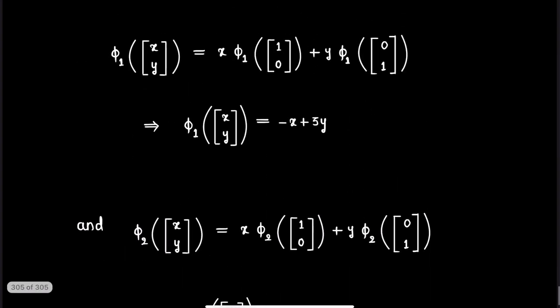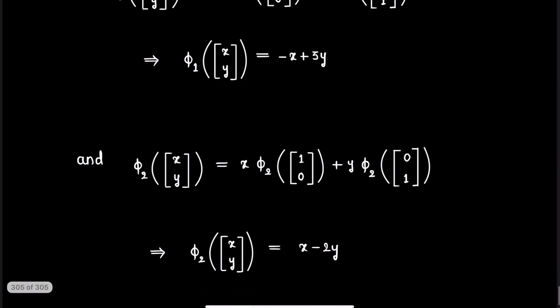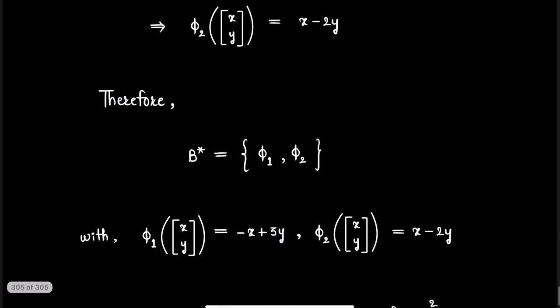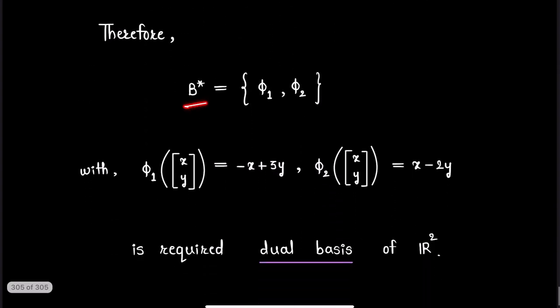Here we have got the images of any arbitrary vector (x, y) in R2 for phi1 and phi2 linear functionals. Therefore, the set B star containing functionals phi1 and phi2, where the image of vector (x, y) under phi1 is minus x plus 3y and the image of vector (x, y) under phi2 is x minus 2y, these two functionals will form the required dual basis of R2 and this completes our result.